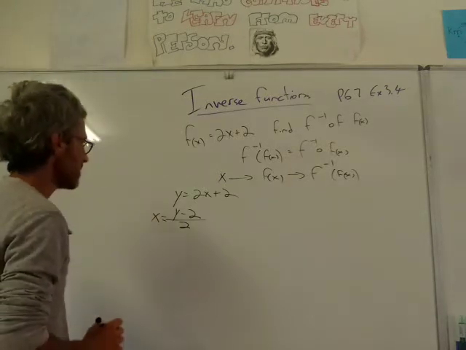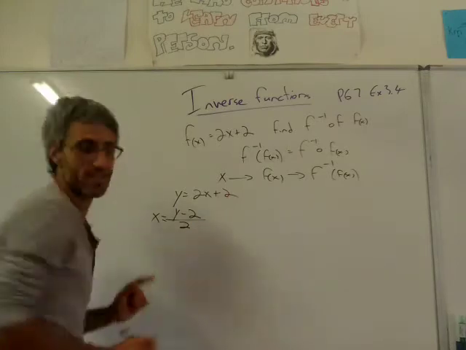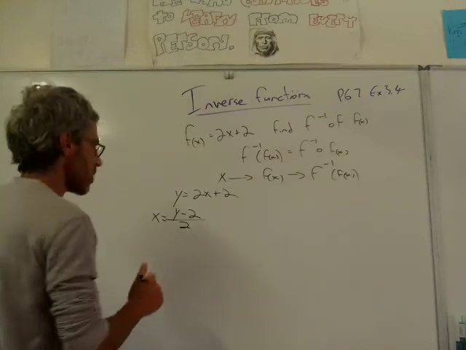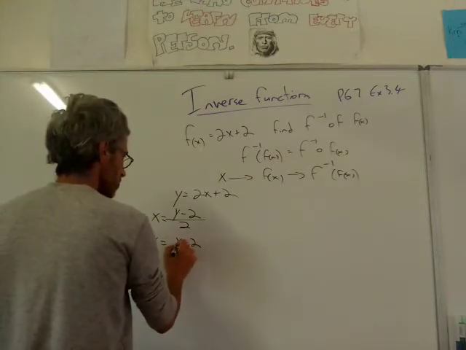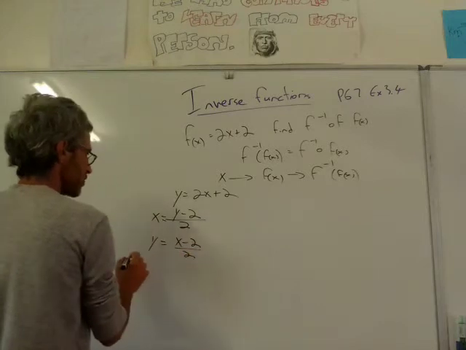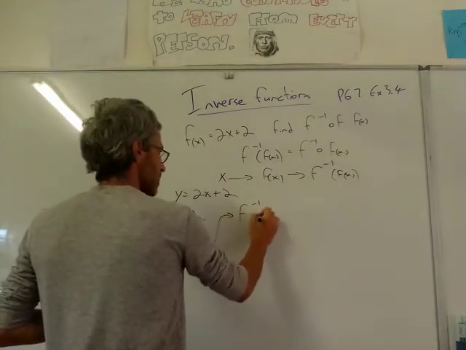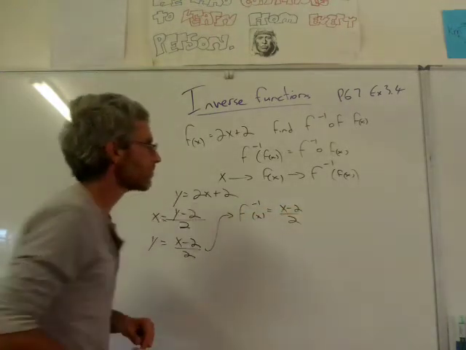Right, I'm just making sure I've got it right. Now the second step, we're swapping. Everywhere it says x, we write y. Everywhere we've got y, we write x. So y equals x minus 2 over 2. So that's the inverse function. We're going to write now f minus 1 of x is equal to x minus 2 over 2.